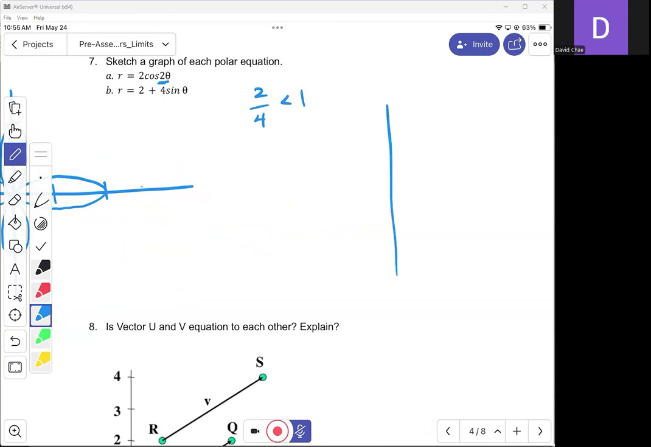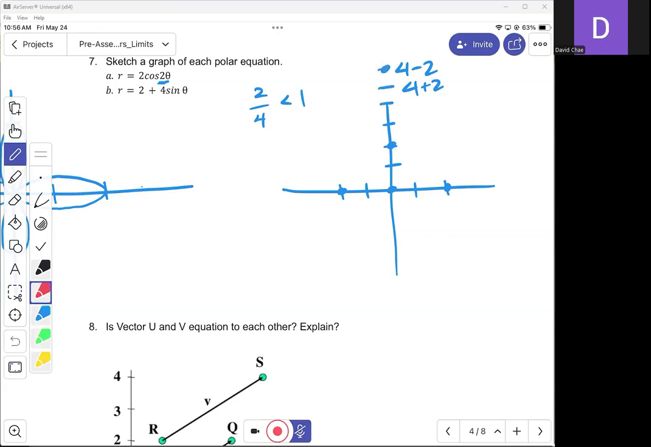For letter B, remember A over B is less than 1. So when you do this, the A is 2, and it's on sine. So sine, remember, it's 1, 2, 1, 2. These are the x-intercepts right here. Then it's B minus A, so 4 minus 2 would be 2 here. And then B plus A is 4 plus 2, which would be 6. So 1, 2, 3, 4, 5, 6.